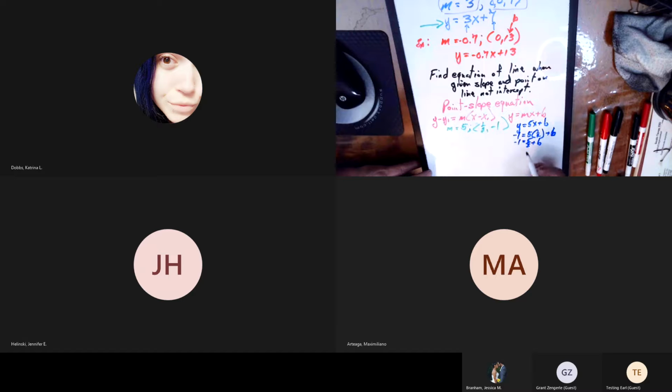Okay, so I need to subtract 5/2 from both sides. I'm going to change this into a fraction with the same denominator. So it's -2/2, that's -1, minus 5/2 equals b. I've subtracted 5/2 from both sides, and I change this into a fraction. -2/2 minus 5/2 is -7/2 equals b.